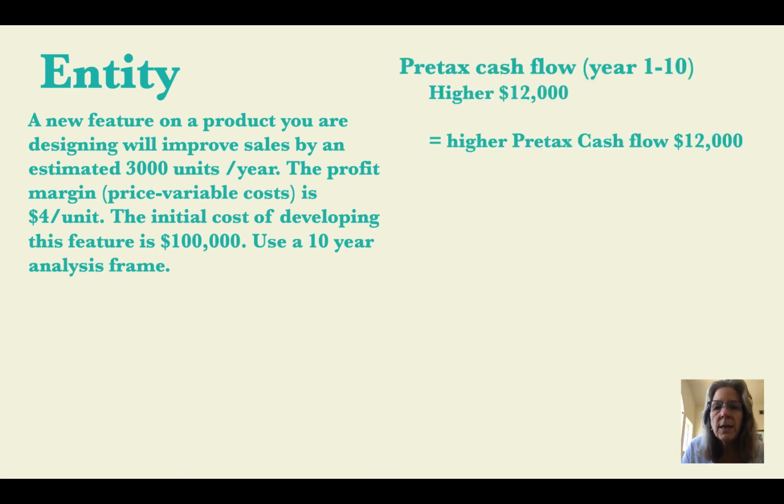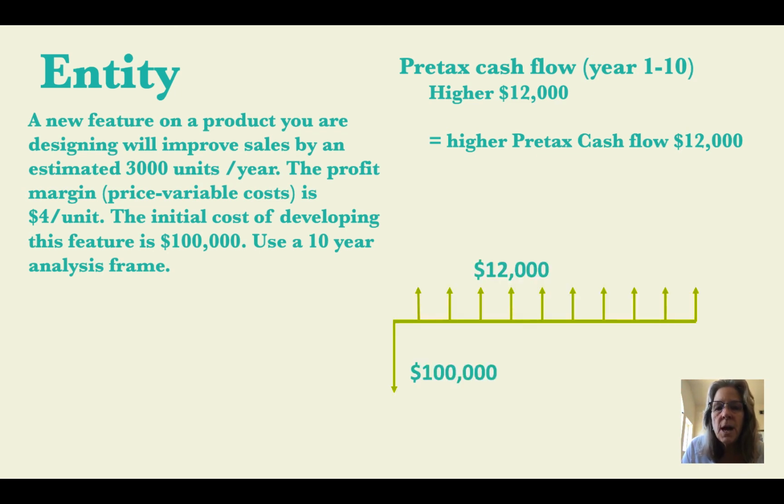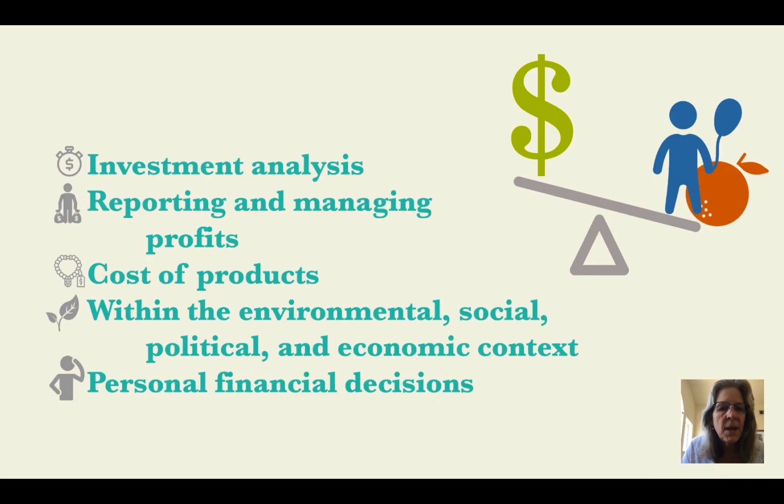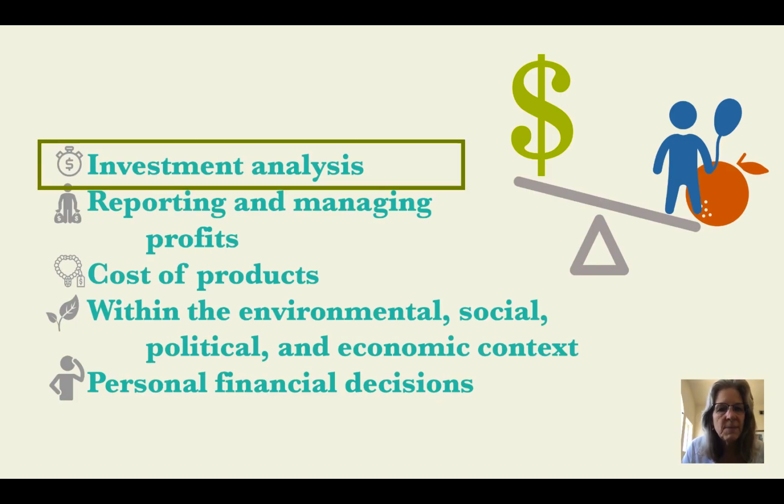We are going to look at this, and the higher cash flows for years 1 through 10 are really just higher pre-tax cash flows of 3,000 units times $4 a unit, or $12,000. So that's what it looks like. We're going to invest $100,000 for $12,000 for 10 years. Now, I hope that helped you to understand the concept of pre-tax cash flow, both in lowering expenses and increasing sales. This particular video was regarding investment analysis.